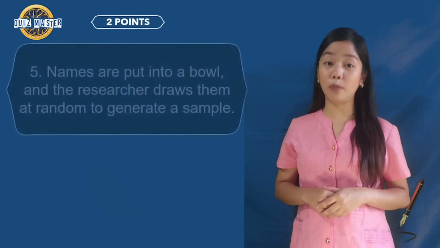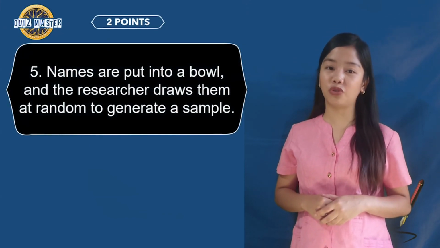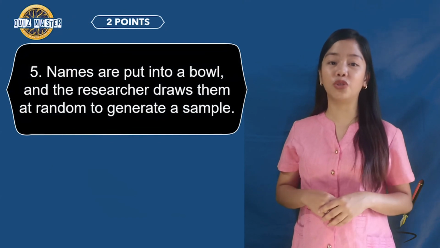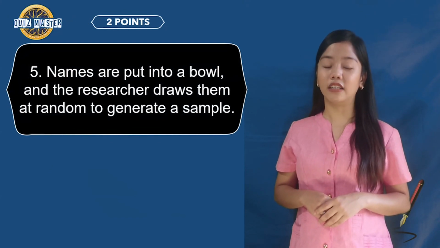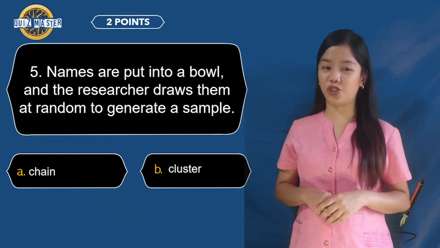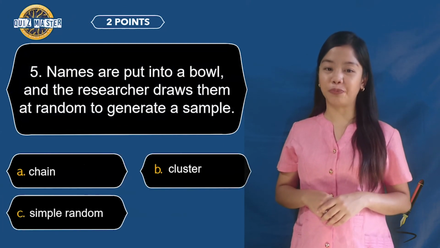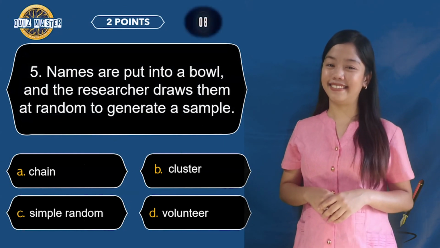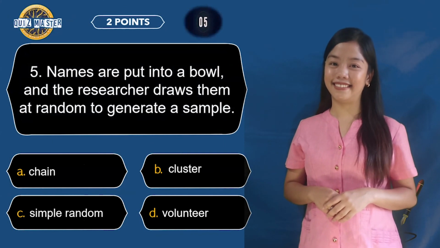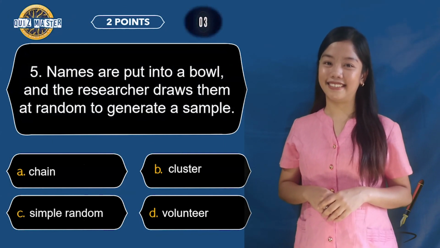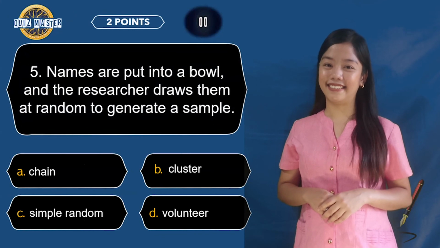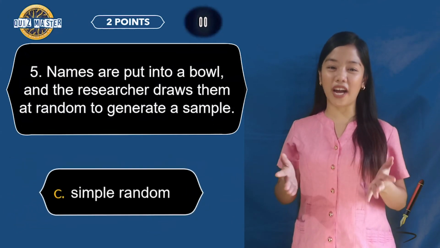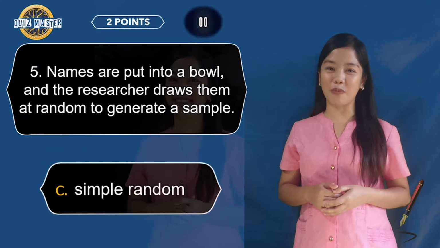And for our item number 5 for 2 points, names are put into a bowl and the researcher draws them at random to generate a sample. A. Chain. B. Cluster. C. Simple random. Or D. Volunteer. Good job, students! The correct answer is simple random. And that ends our discussion for today.